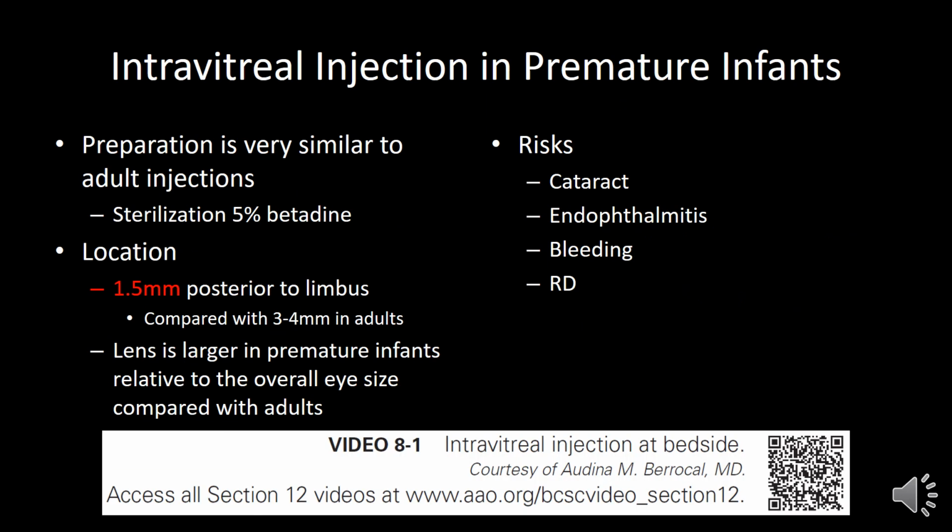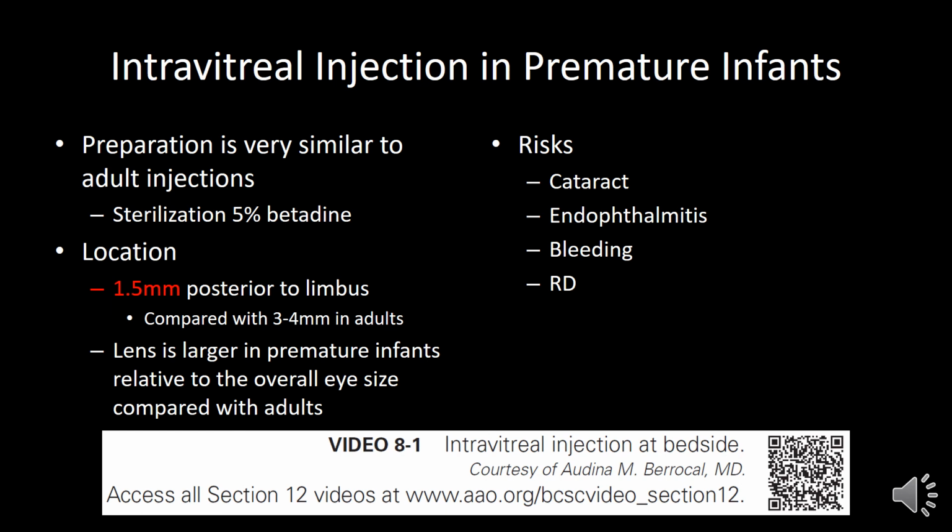When treating ROP with anti-VEGF therapy, the intravitreal injection preparation is very similar to that of the adult, with the eye being sterilized with 5% betadine solution. However, given the infant's small eye size, the injection site should be 1.5 mm posterior to the limbus compared with the 3 to 4 mm in the adult.